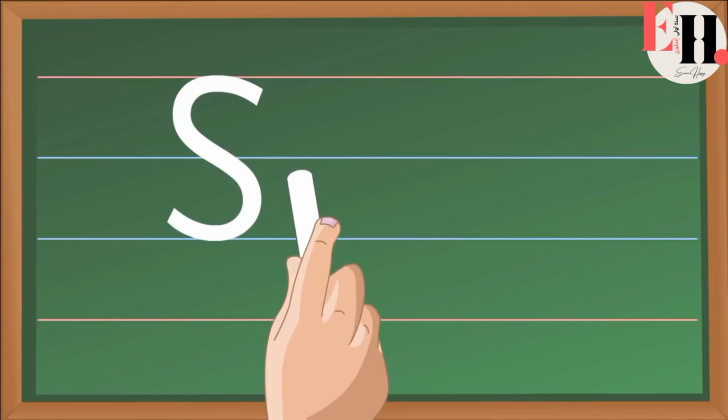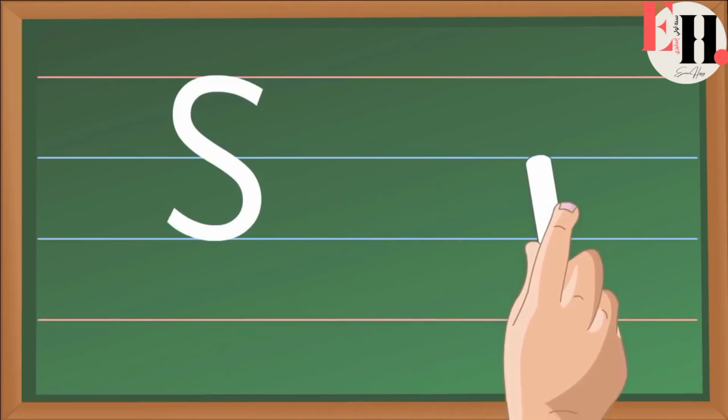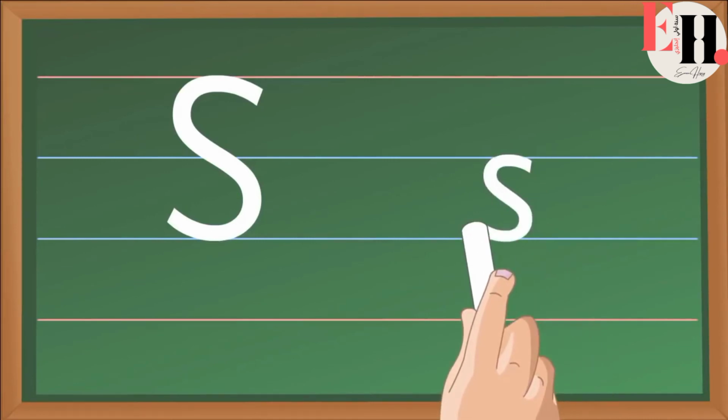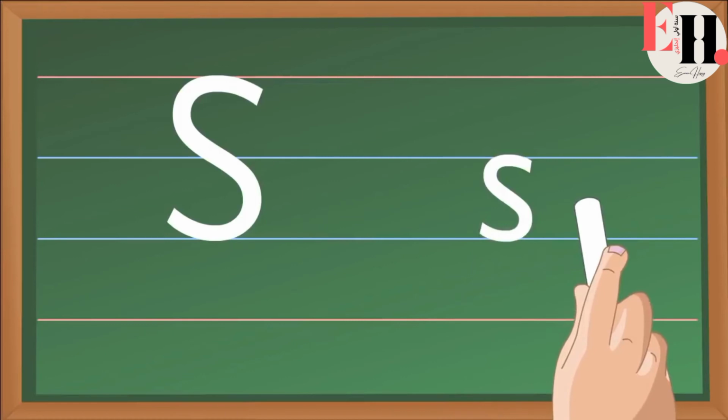Small s. Start from the middle and swing to the left and create a curve. Now swing to the right and create another backward swirl at the bottom.